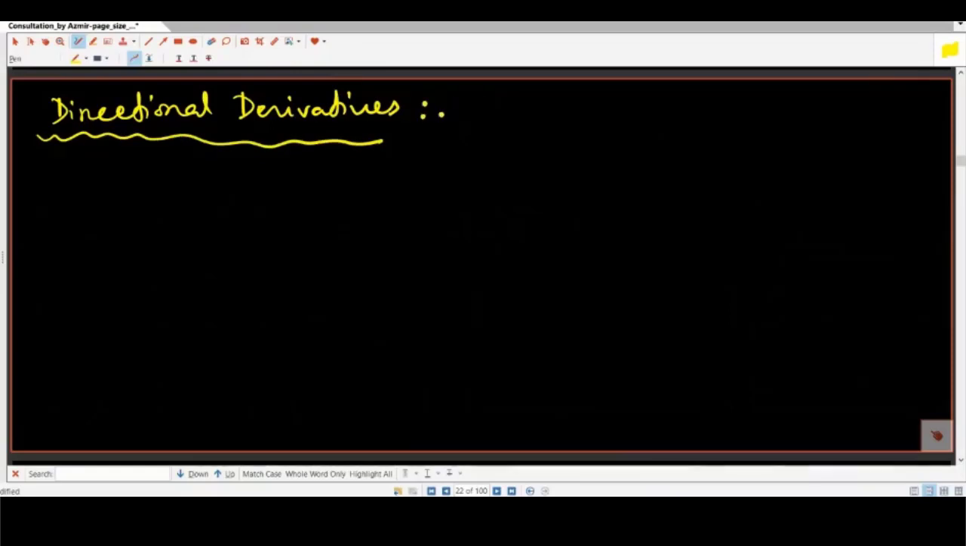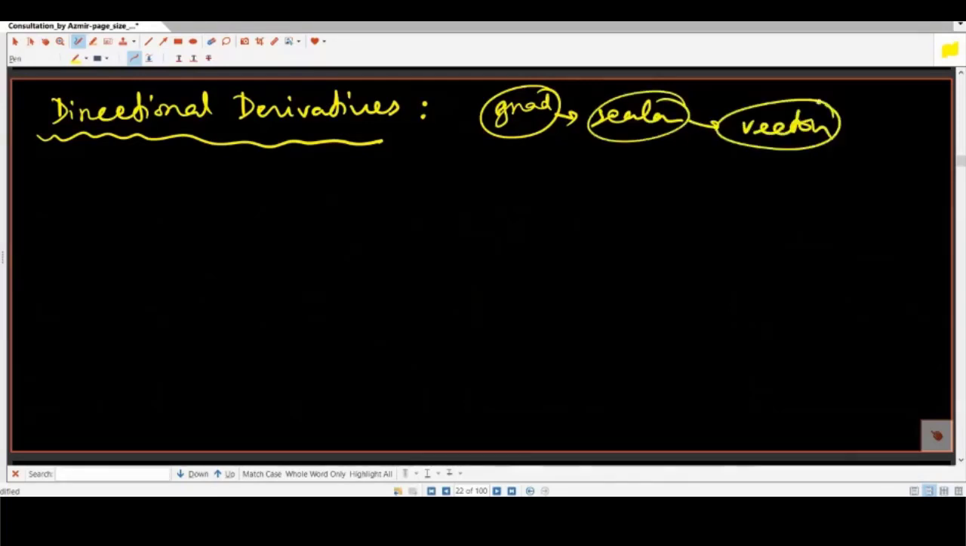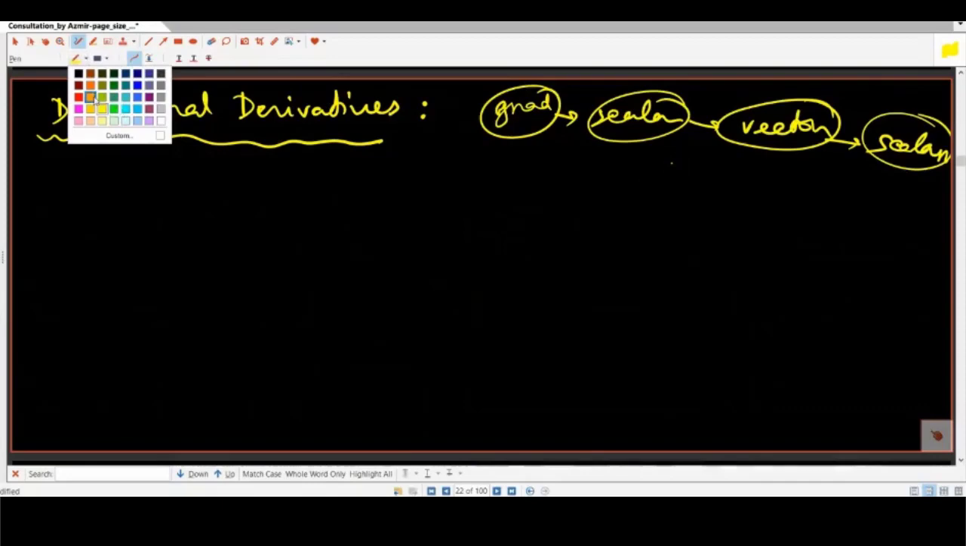So we have learned that gradient converts a scalar function to a vector. By directional derivative, that vector can be converted to a scalar. So the example of directional derivative in real life will be like this.